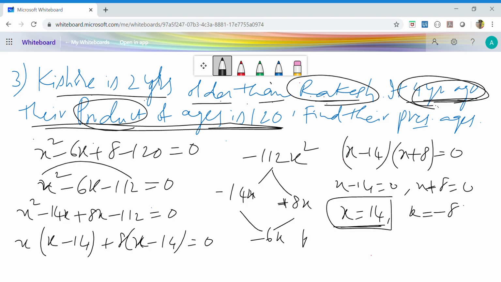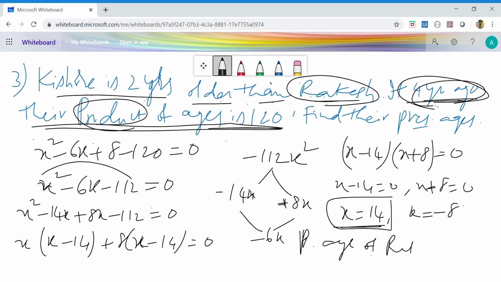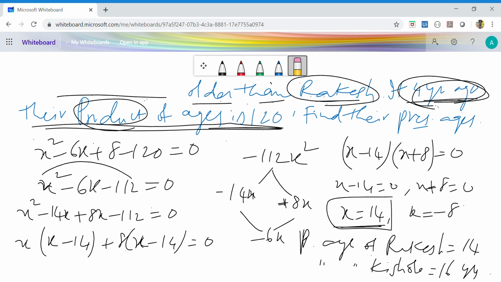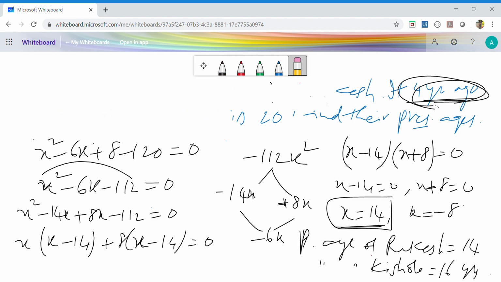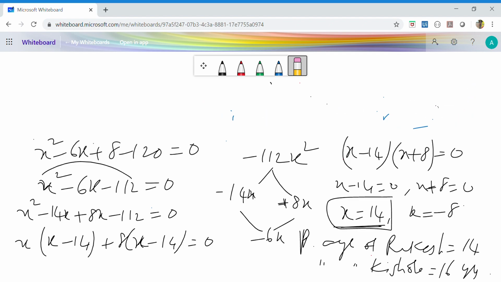So the age of Rakesh is x, Rakesh is 14 years, and the age of Kishore is equal to x plus 2. So 14 plus 2, 16 years. Like that, you have to analyze the sum and solve. It is a quadratic equation. Ages.